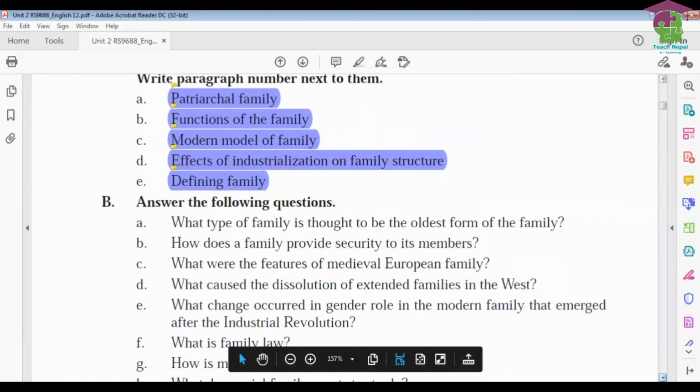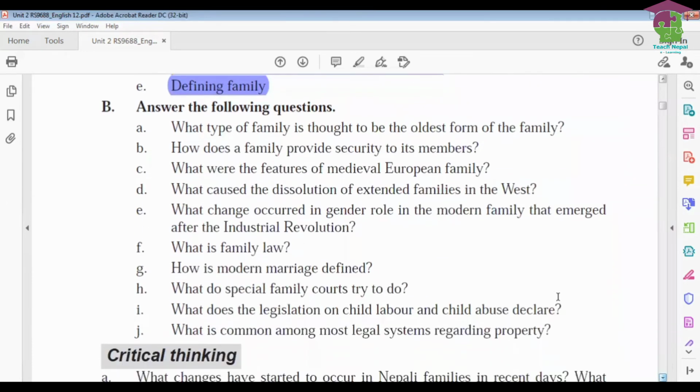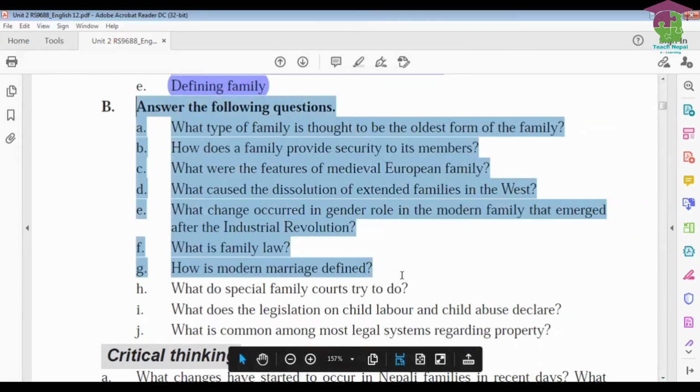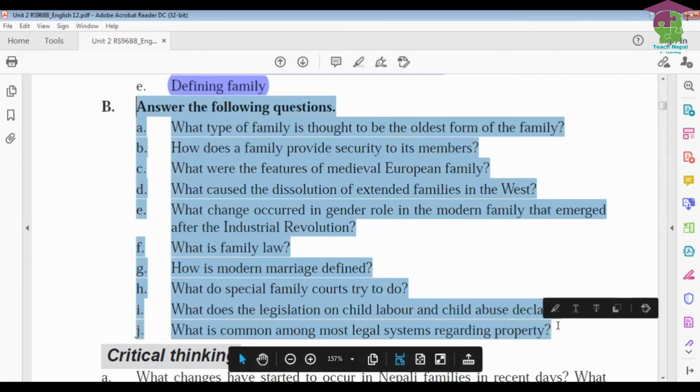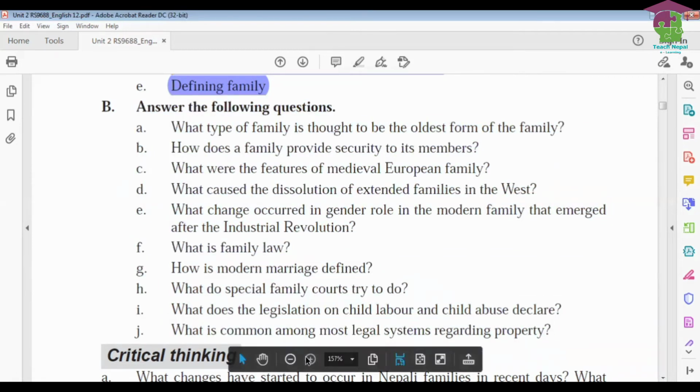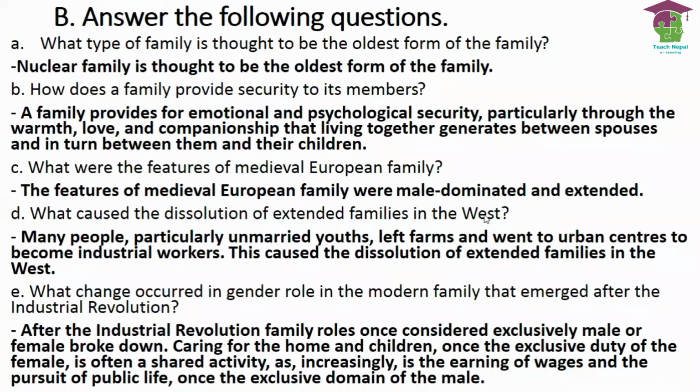So you have been given 10 questions. After reading the text, you can do these things. All right, so I'll show you the answers of these questions in the slide there, everyone. Now let me show you the slides. Okay, you see, what type of family is thought to be the oldest form of the family? Nuclear family is thought to be the oldest form of the family, as it is given in the text there.